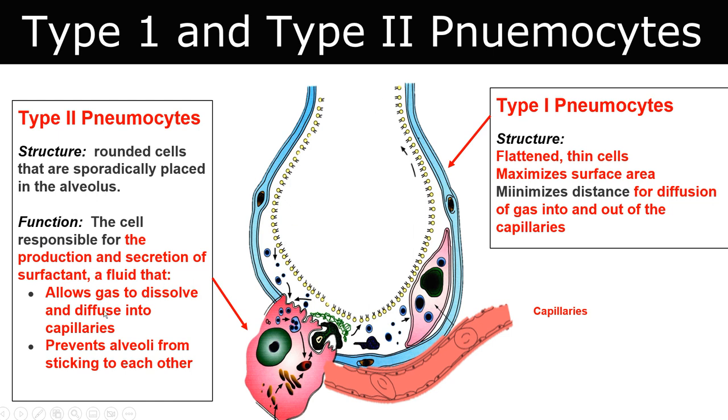And what that is doing is two things. It's going to allow the gas to dissolve and diffuse into the capillaries more easily. And it's also preventing these alveoli from sticking together. We know that when we inhale and exhale, we've got compression and expansion happening. So we don't want these alveoli to get stuck when they're in a contracted position. The surfactant, which is coming from the type 2 pneumocytes, helps to do that. So type 1, a flattened structure, is responsible for gas exchange to the capillaries. Type 2 is secreting the surfactant, so they're the larger secretory cells.